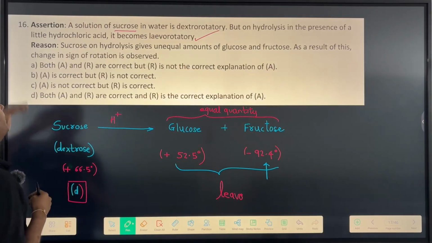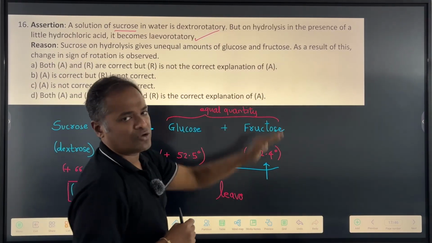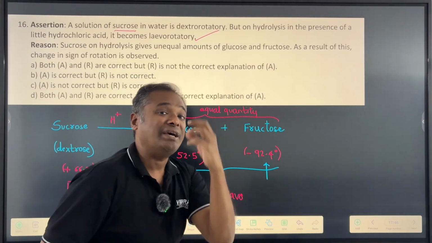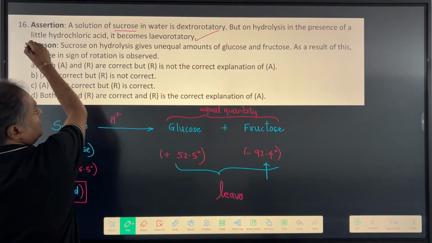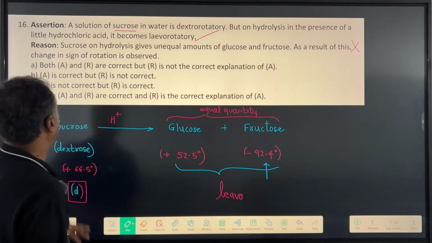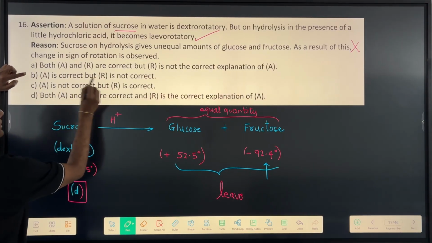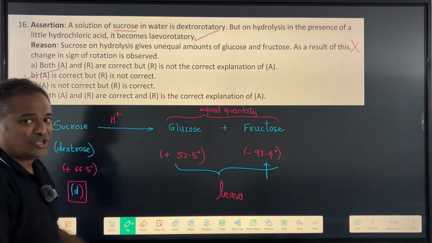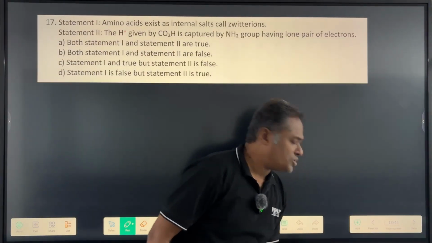Now the second statement: sucrose on hydrolysis gives unequal amounts of glucose and fructose. This cannot be the case, because sucrose always on hydrolysis gives equal amounts of glucose and fructose. So statement number 2 is incorrect. Again the same pattern: A is correct, but R is not correct. So your correct option is B, child. Is it done? Sure. Now let's proceed with the next question, child.